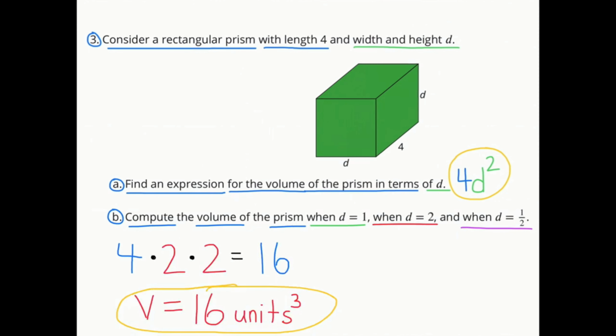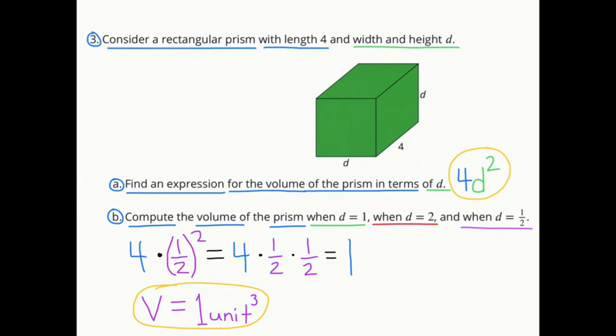When d equals 2, it would be 4 times 2 times 2, which equals 16. So the volume would be 16 units to the third power, or 16 units cubed. When d equals 1/2, it would be 4 times 1/2 times 1/2, which equals 1. So the volume would be 1 unit to the third power, or 1 unit cubed.